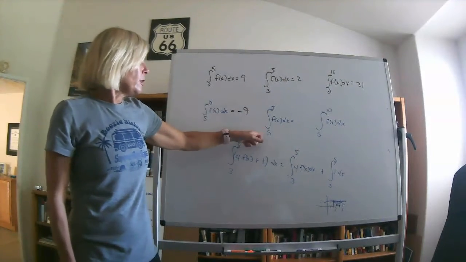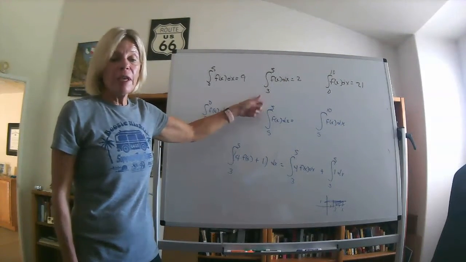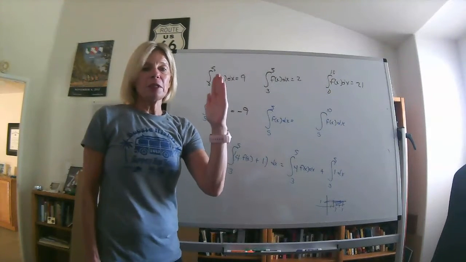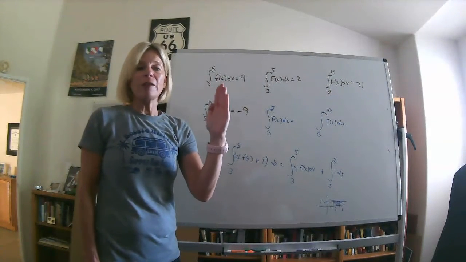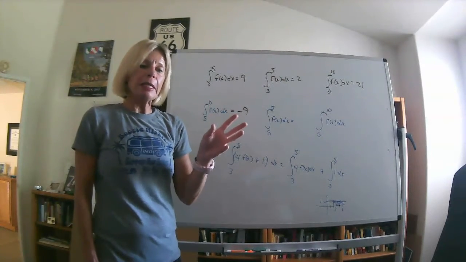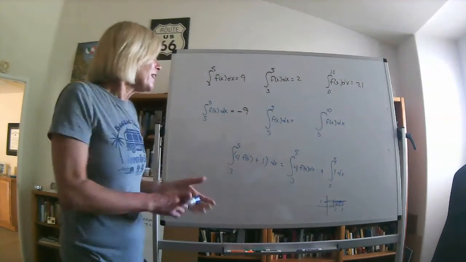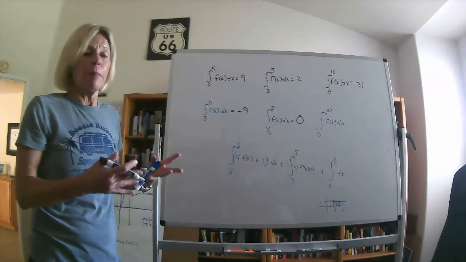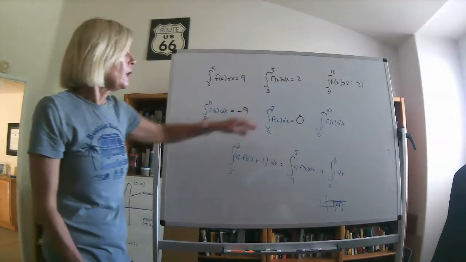Second example, if I go from 5 to 5, if I think about the area concept of the integral, that means I'm starting at x equals 5 and I'm ending at x equals 5. So I'm not actually getting any area. In that case, the integral is 0 because I'm not mapping out any area.